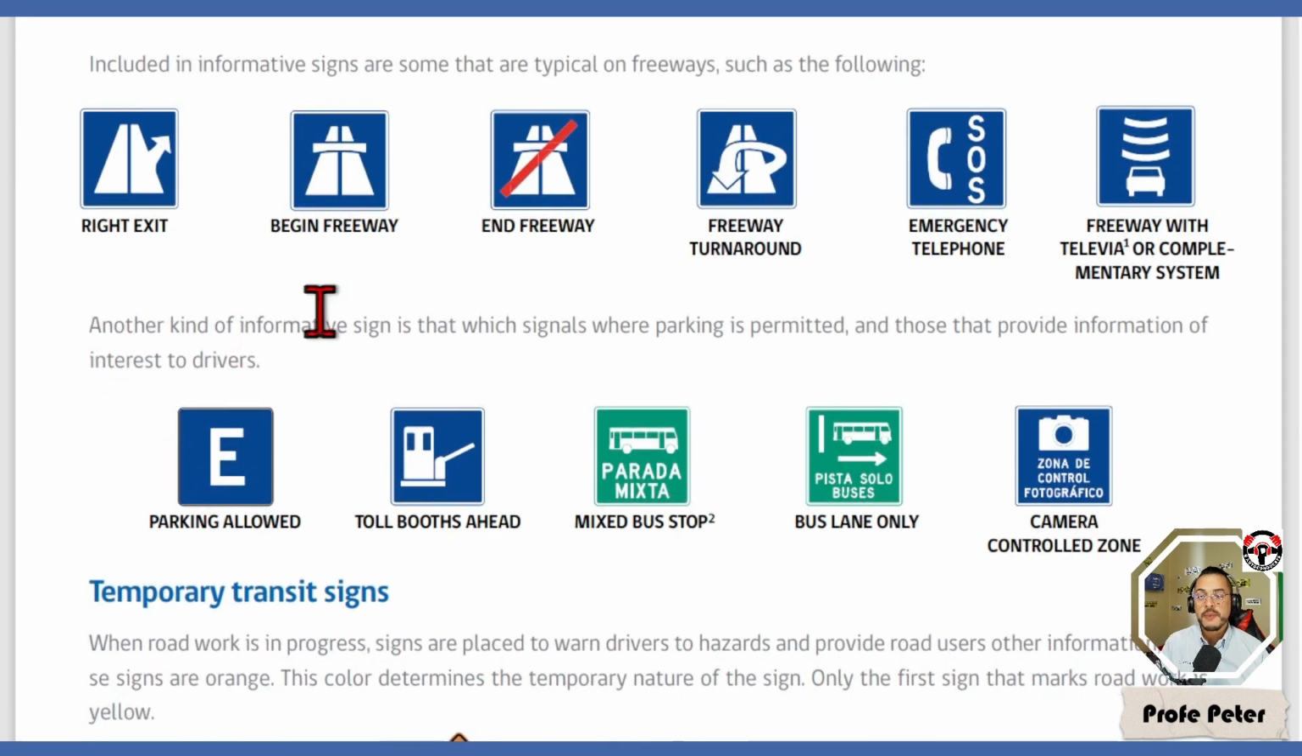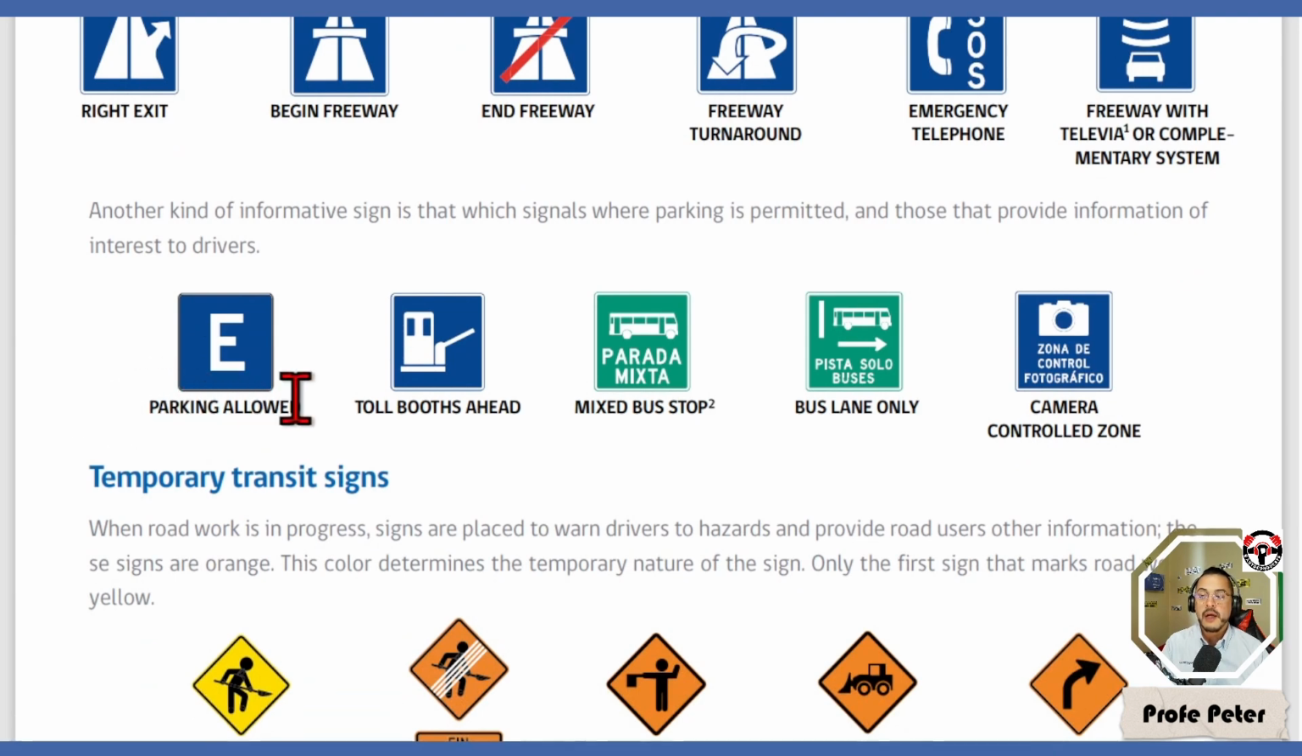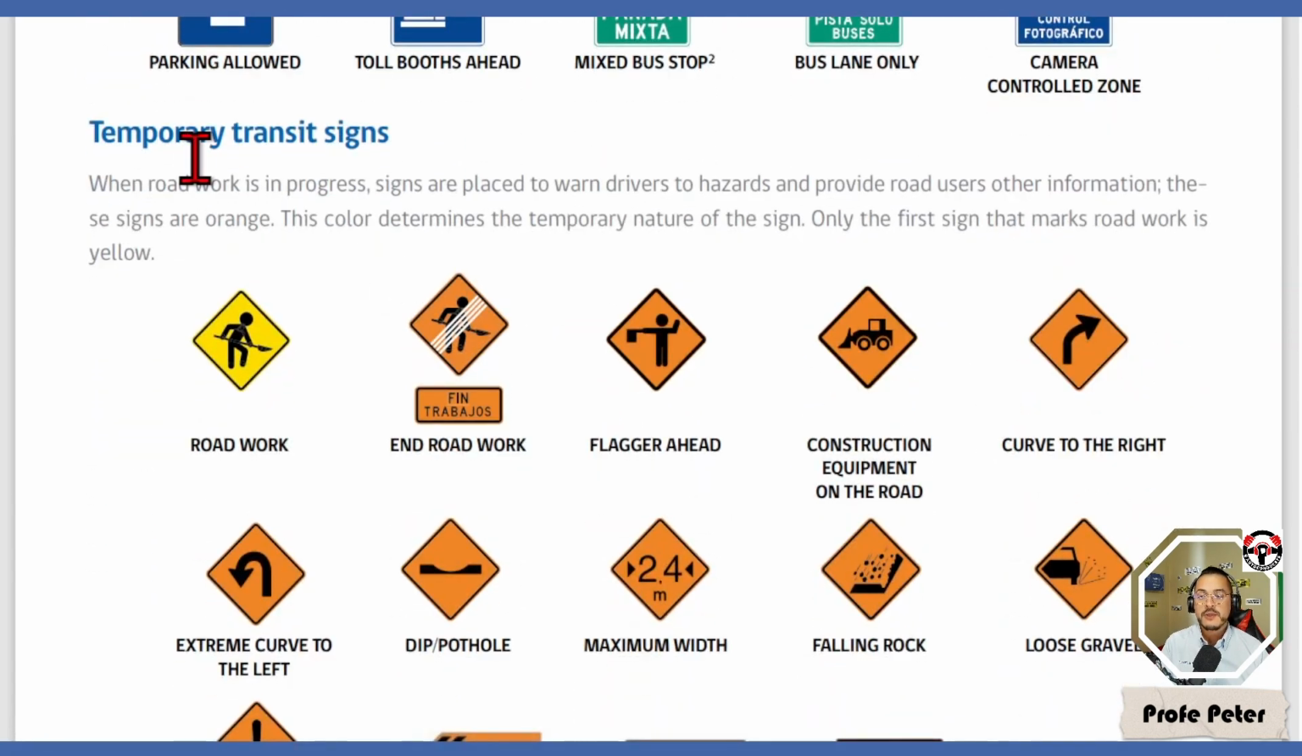Another kind of informative sign is that which signals where parking is permitted and those that provide information of interest to drivers. For example, parking allowed, toll booths ahead, mixed bus stop, bus lane only, camera control zone. And you can also find temporary transit signs.